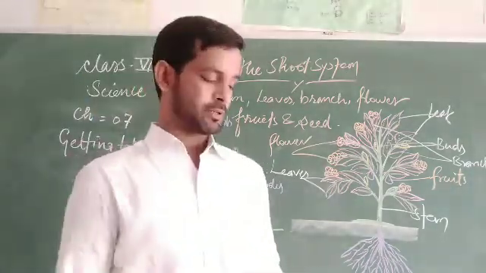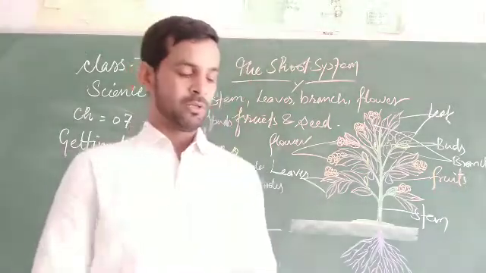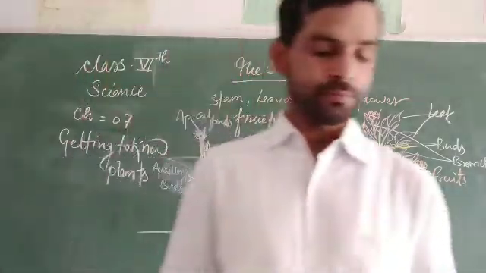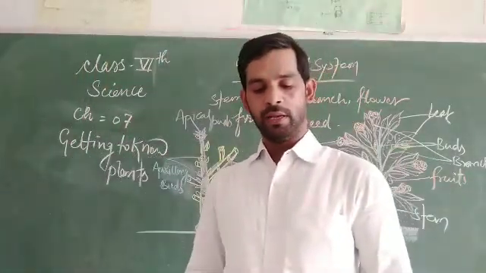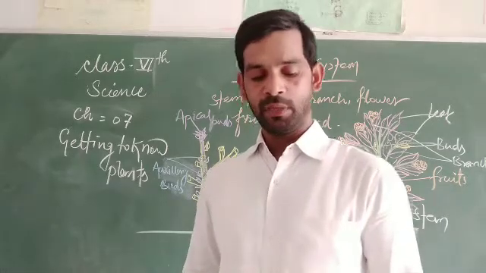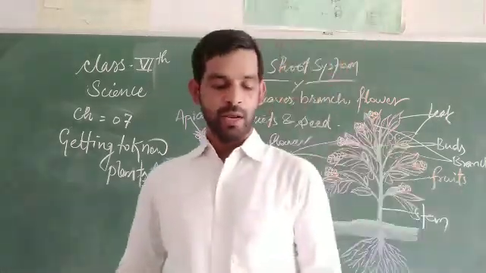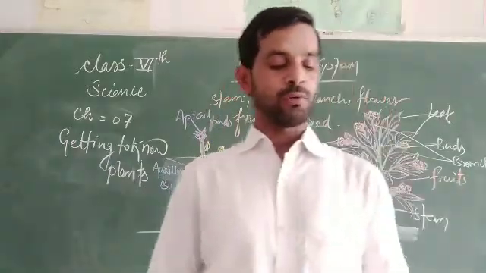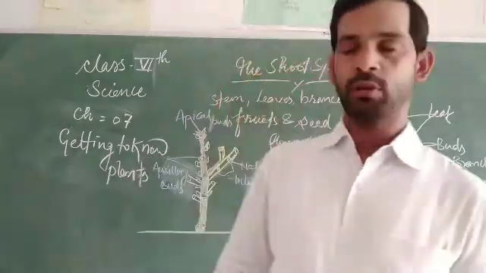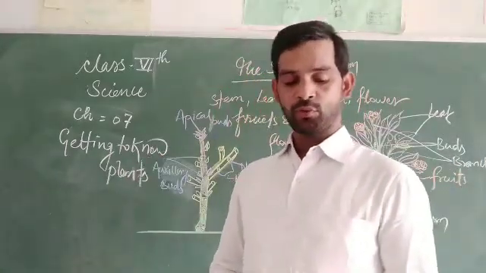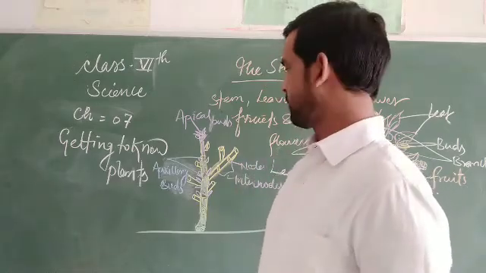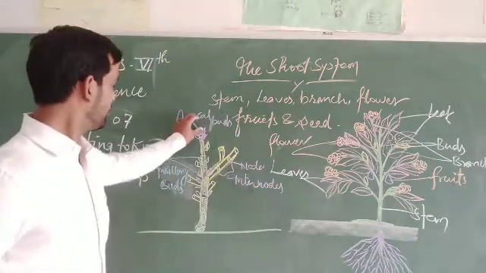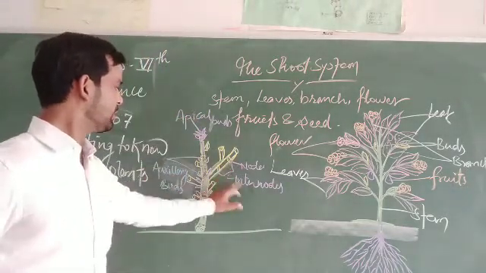Auxiliary buds are lateral buds. Auxiliary or lateral buds are present at the points from where branches can arise. These areas are known as auxiliary bud or lateral bud. Trunk: when the stem grows into a thick, woody and hard structure, that is known as the trunk. In most trees, the trunk is covered with bark which protects the trunk. Here we can see the apical bud, auxiliary bud, nodes and internodes.